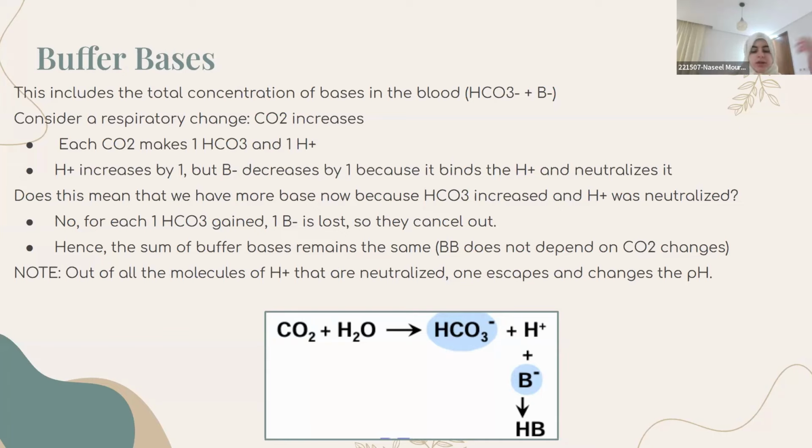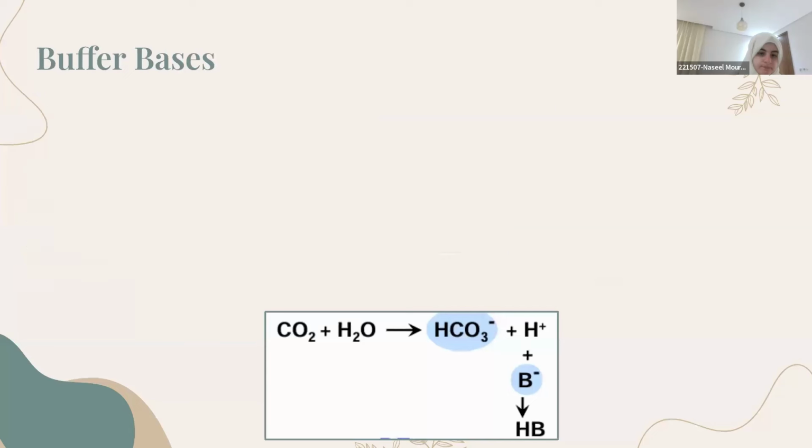Now what about hydrogen? We said it's taken up, right? However, there's always one molecule of hydrogen that escapes and changes the pH. So one molecule after one molecule, this is going to change the pH. Now, let's take the case of a metabolic change. We talked about respiratory change. Let's go for metabolic. Let's say the H plus, the hydrogen, increases.